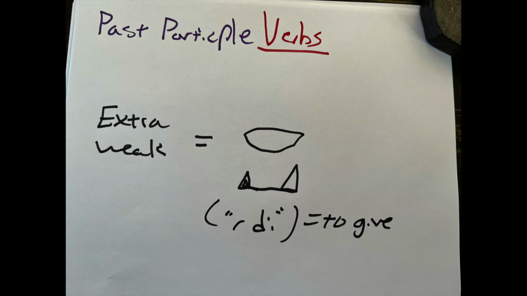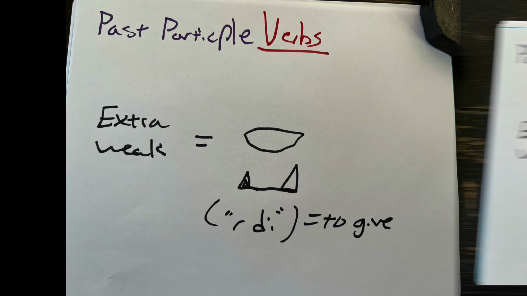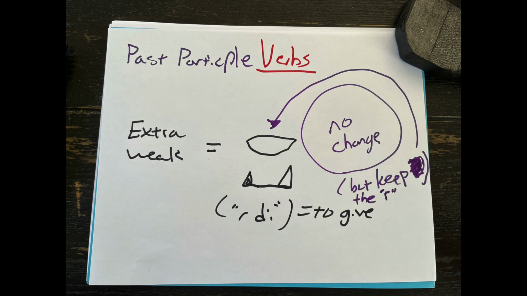So here in the past participle, the extra weak verb does have a slight change, and that's that it keeps the R. There's some forms that lose an R at the beginning of an extra weak verb. But in this case, you keep it, but otherwise no change.